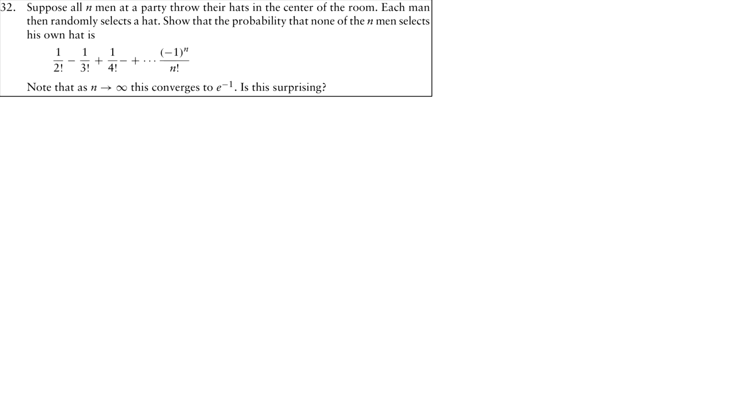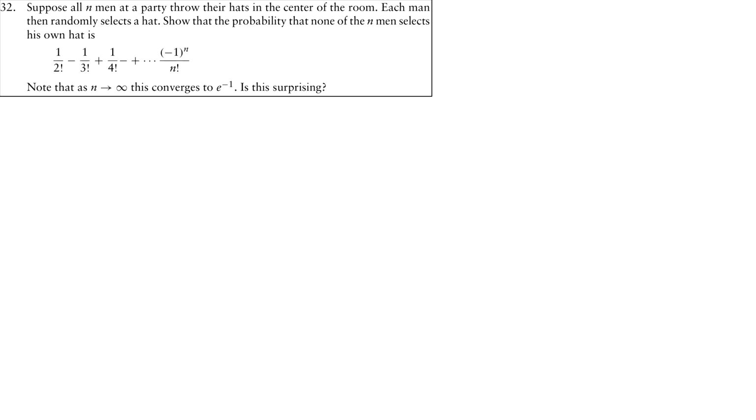The next question is, suppose all n men at a party throw their hats in the center of the room. Each man then randomly selects a hat, so that the probability that none of the n men selects his own hat is this equation. So let's first try to understand what is happening here.